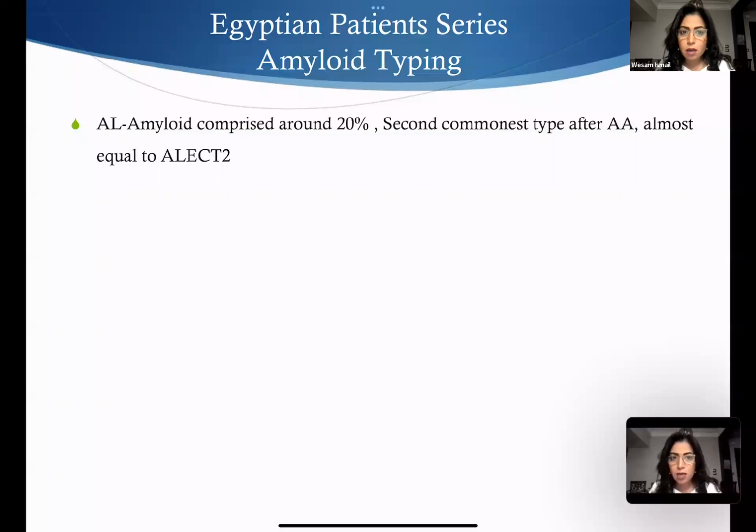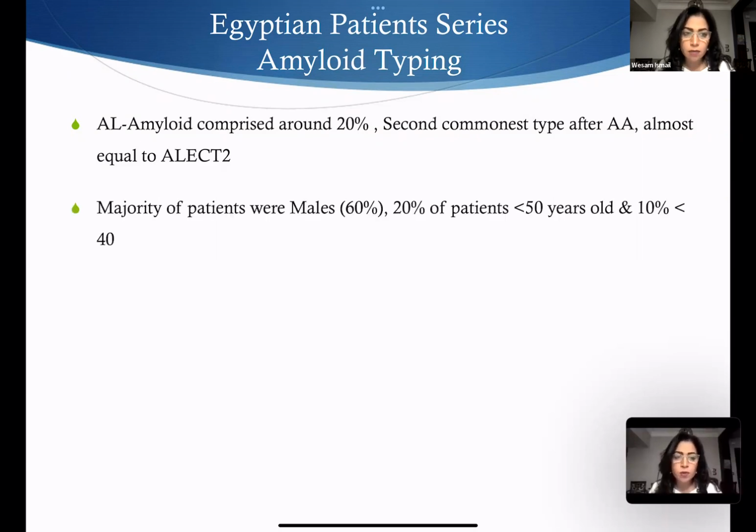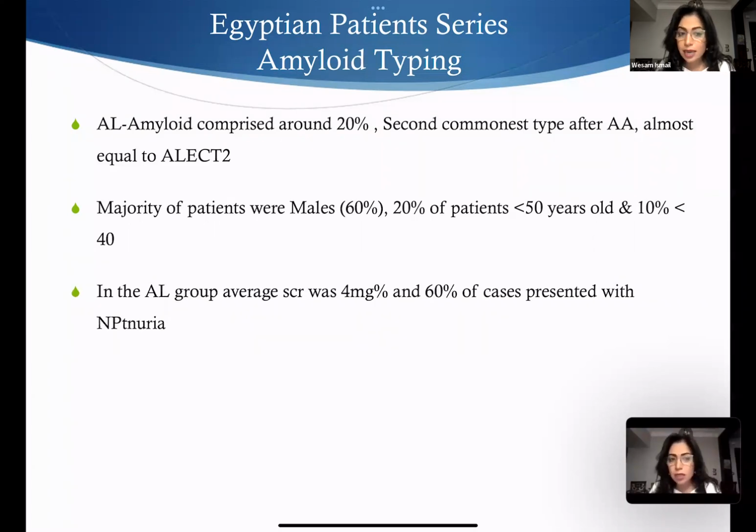And in our phenotype typing series, which we started in 2016, following our publications in 2016 and 2017, this is our most recent data, and we have immunophenotyped more than 1,000 biopsies, and AL amyloid comprised around 20% of these patients. So it ranked the second commonest type after AA, almost equal to ALECT2 amyloid. The majority of patients in the AL cohort were males, 60%. 20% of these patients were less than 50 years old, and 10% were less than 40 years old.